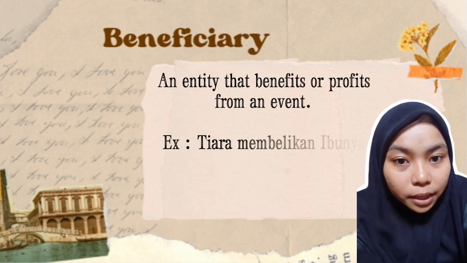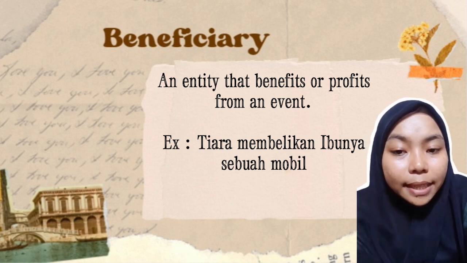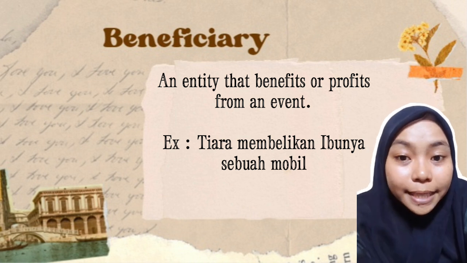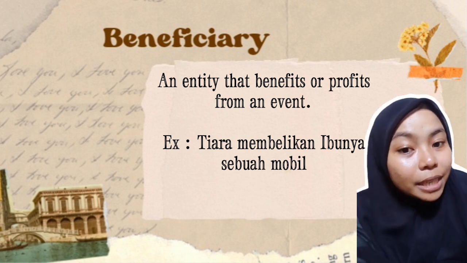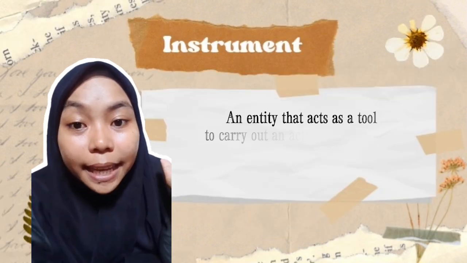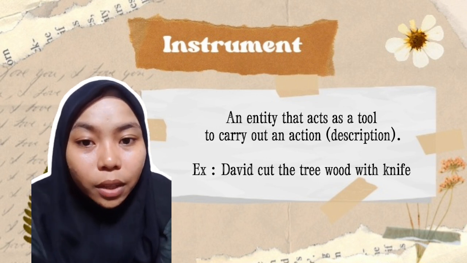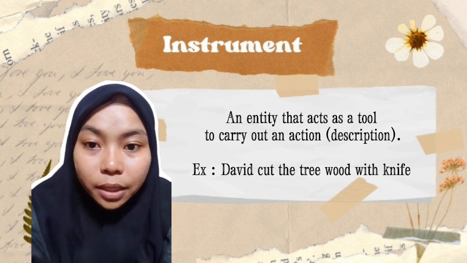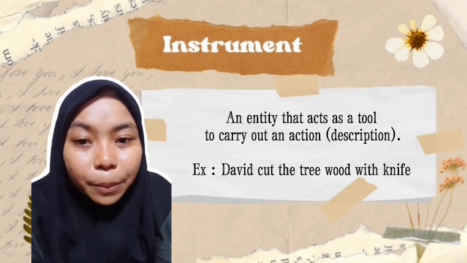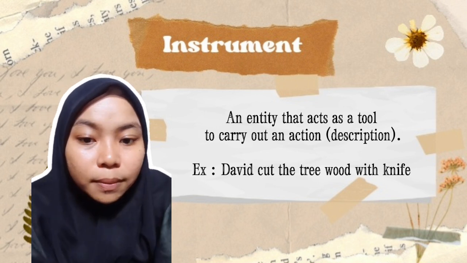Then, beneficiary. An entity that benefits or profits from an event. Example: Tiara bought her mother a car. In this example, the person who is given the benefit is the mother, the person who receives the benefit. Then, instrument, an entity that acts as a tool to carry out an action. Example: David cut the wood with a knife. The preposition with is used in the semantic role instrument.